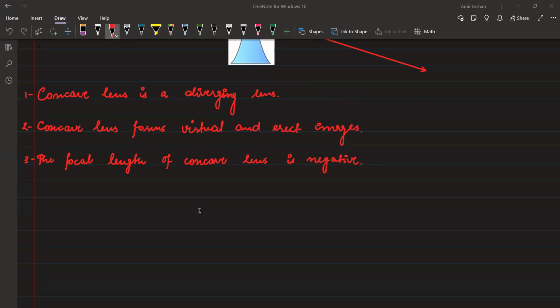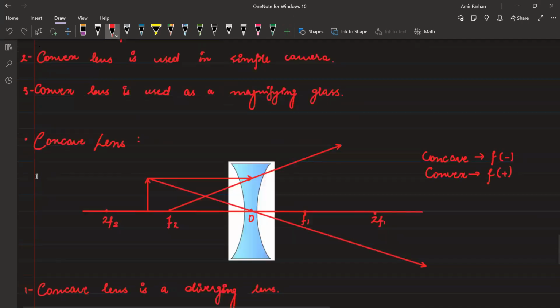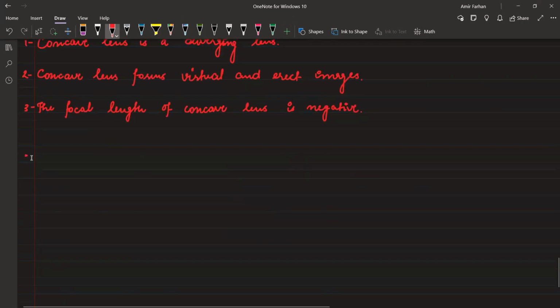So let's complete this topic. Only 15 minutes, not more than that. Because this image formation for the concave lens will be done, and the uses of concave lens. Only two cases are there in the concave lens. Actually, they both have to go for dinner, so that's why they left the class.